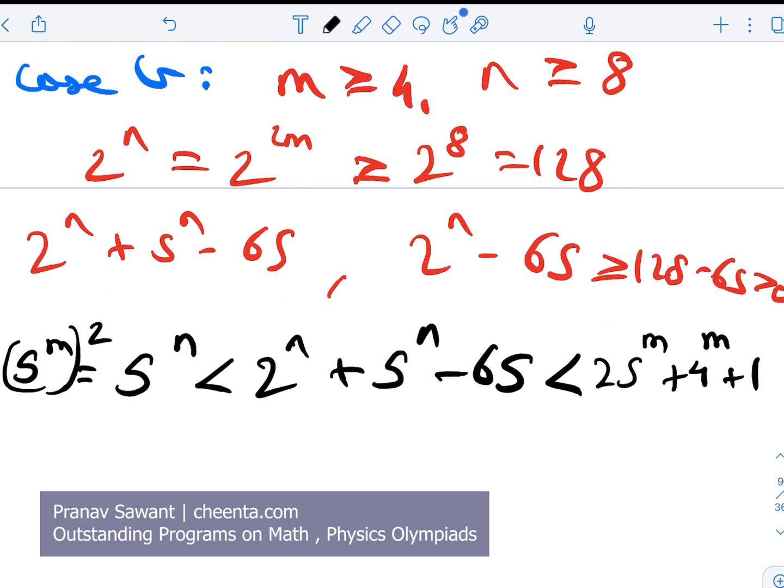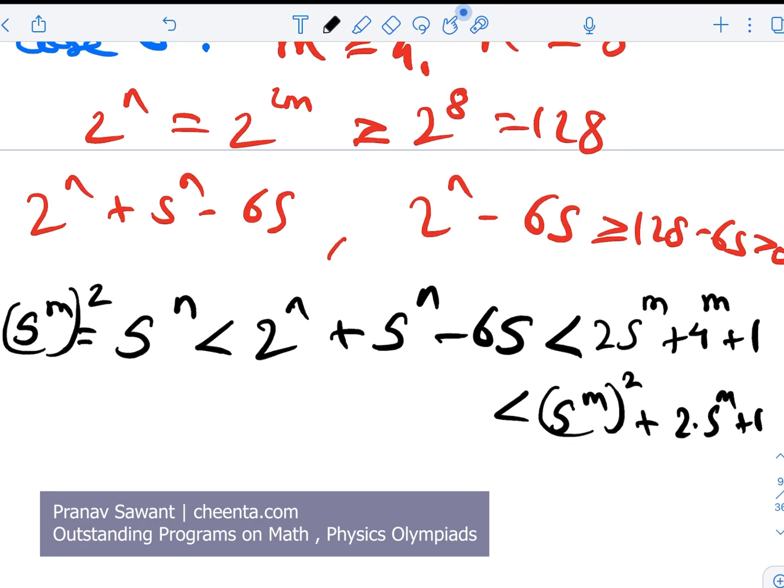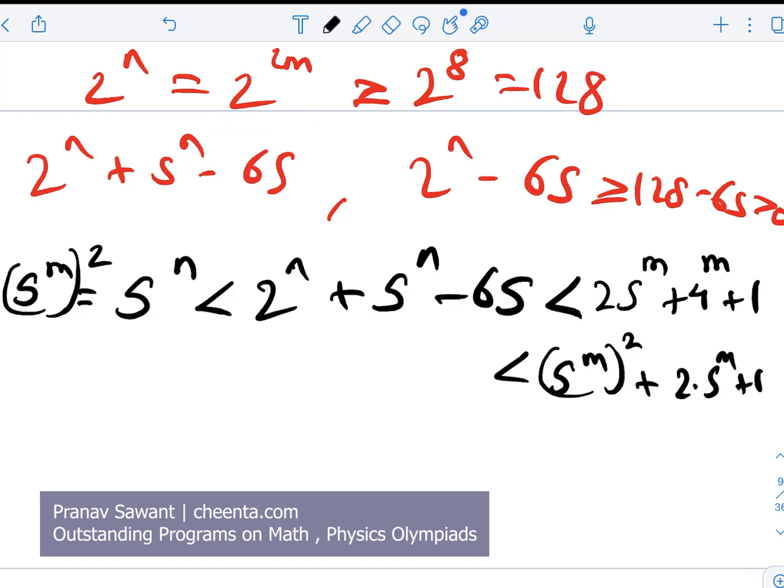And why did I do this? Well, we can just transform this into something that we can work with. So we can write this as 5 raised to power m whole square, plus 2 times 5 raised to power m, plus 1. And you can see that the inequality still holds. And this is nothing but 5 raised to power m plus 1 whole square.